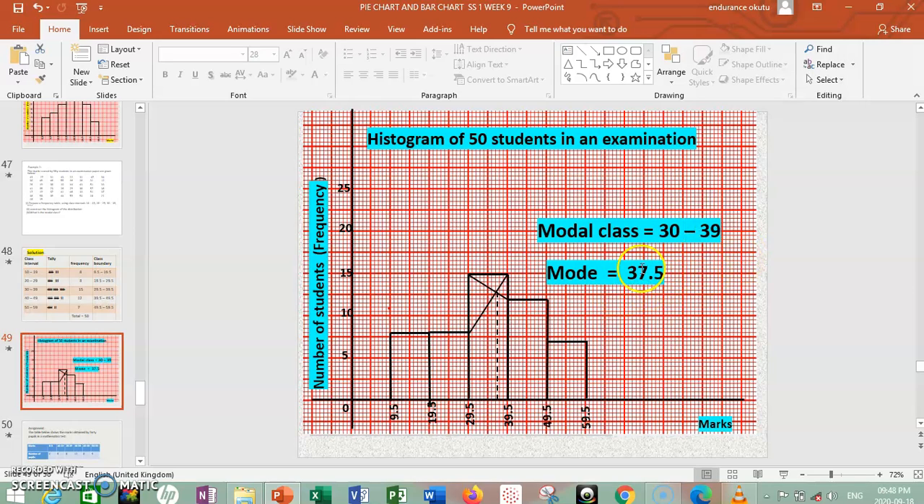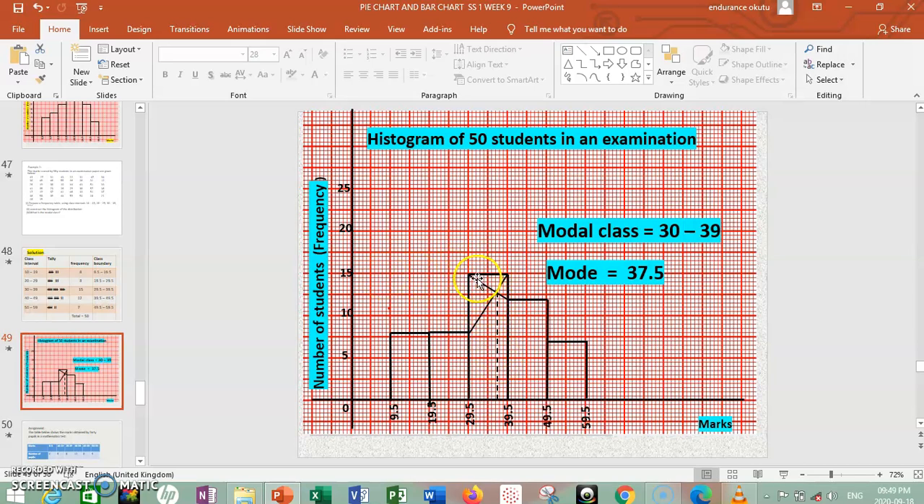Now students, how do we use this to calculate our mode? To calculate our mode, come to the modal class bar. This is the modal class bar, which is 30 to 39. The boundary is 29.5 to 39.5. Now the frequency is 15.